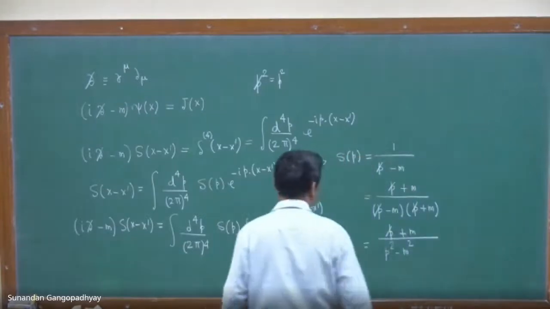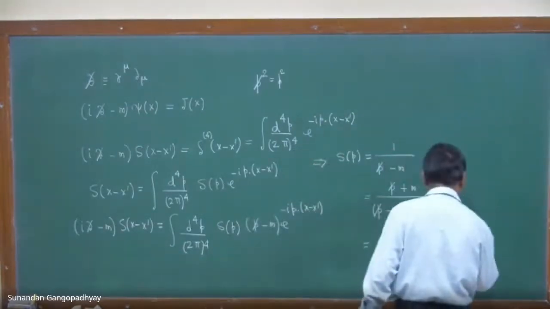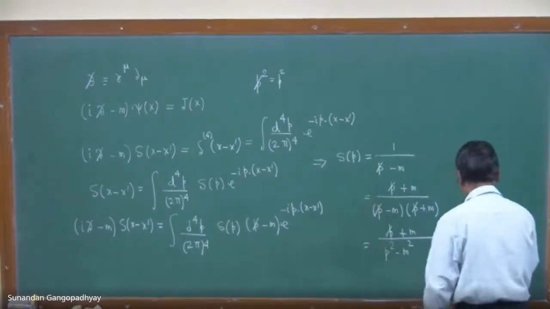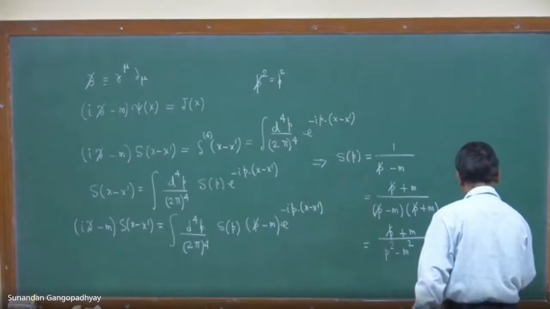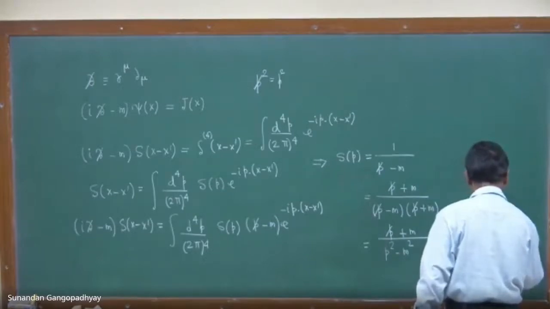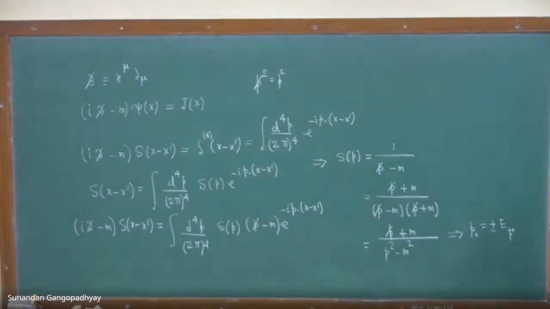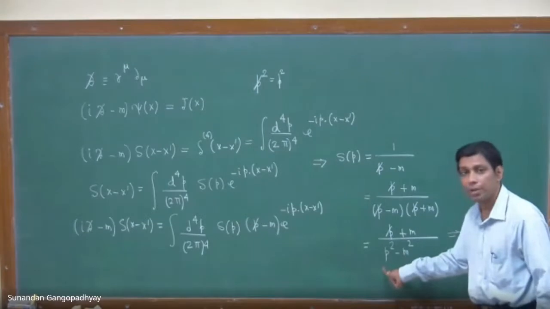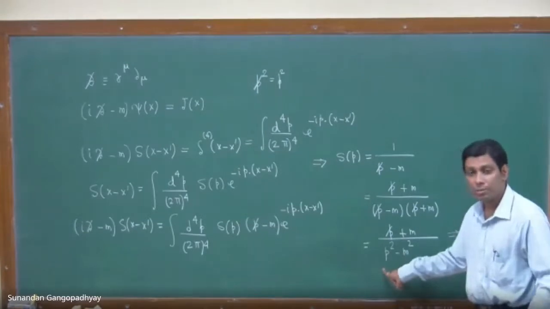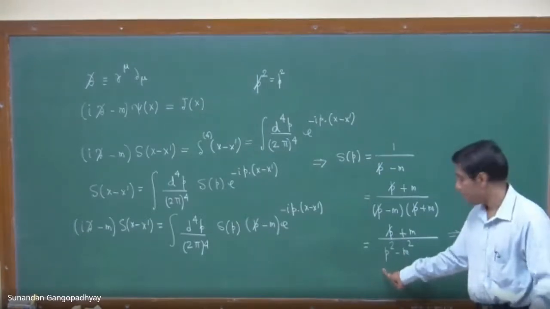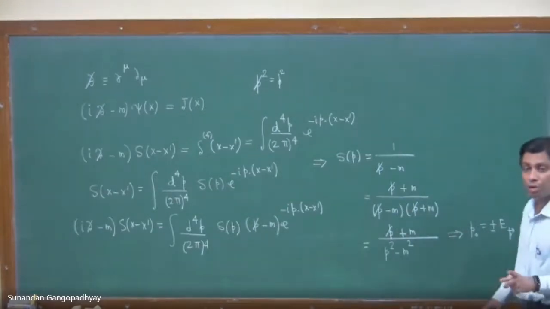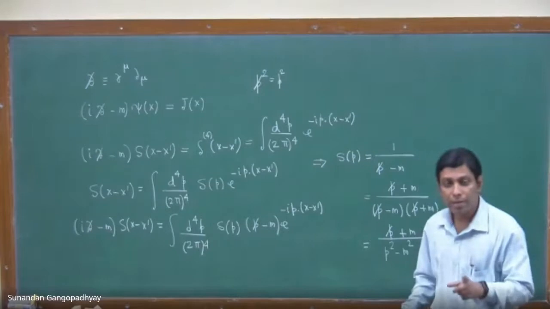And from here this implies that S of p, if you expand this, gives us poles at plus minus E_p. What is E_p? This is the 4-vector p, which contains p0 and the vector p_i. And E_p is basically the square root of p vector square, or p_i square, plus m square.